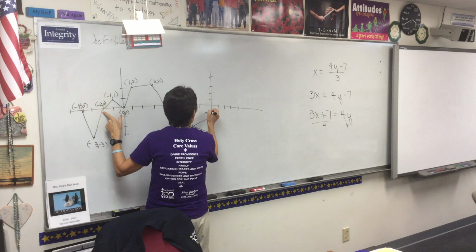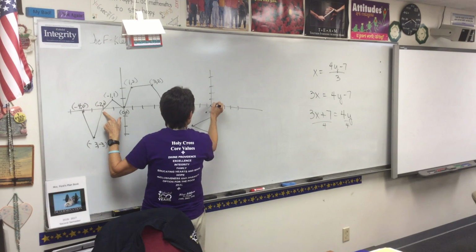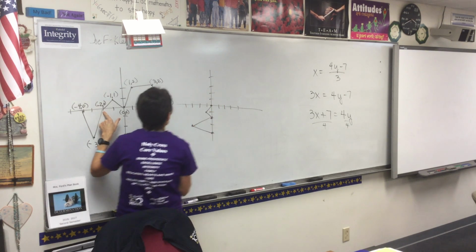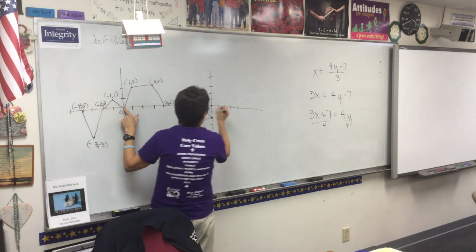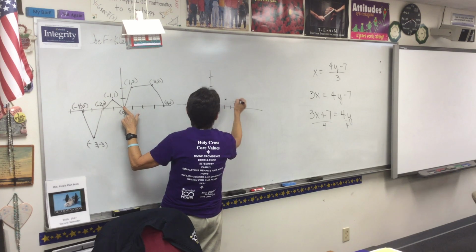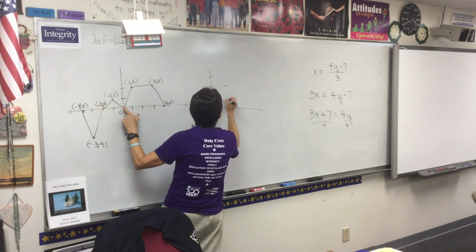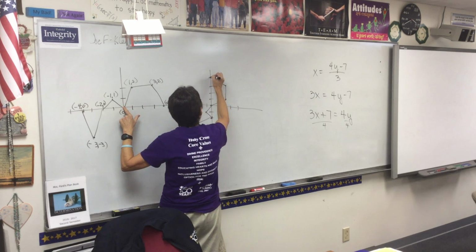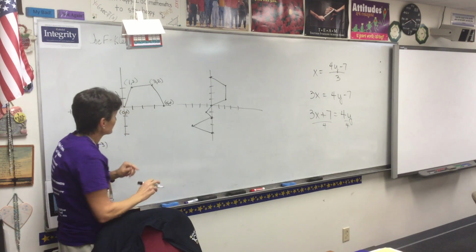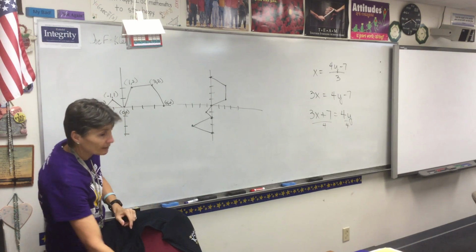So we have (1, -1), (0, 0), (2, 1), (2, 3). There we go. That's what it looks like. What do you think? Is that what yours looks like?